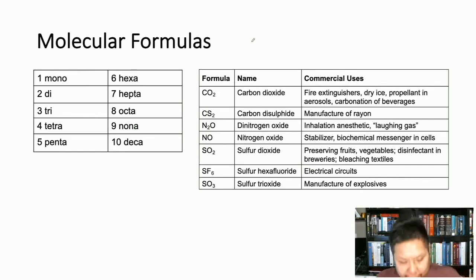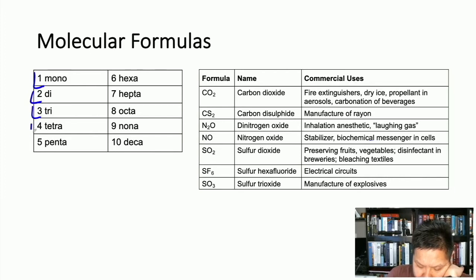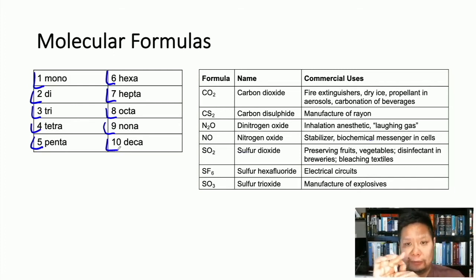You name covalent compounds, or molecular compounds rather, I'm sorry, and their formulas based on the number of each atom or element that it's in, right? So if there's 1 of it, it's mono. If it's 2, it's di. If there's 3, there's tri. 4, tetra. 5, penta. 6, hexa. 7, hepta. 8, octa. 9, nona. And then 10, deca, right? And that prefix that distinguishes the number of each element, right, goes on both the nonmetals that are in the compound.